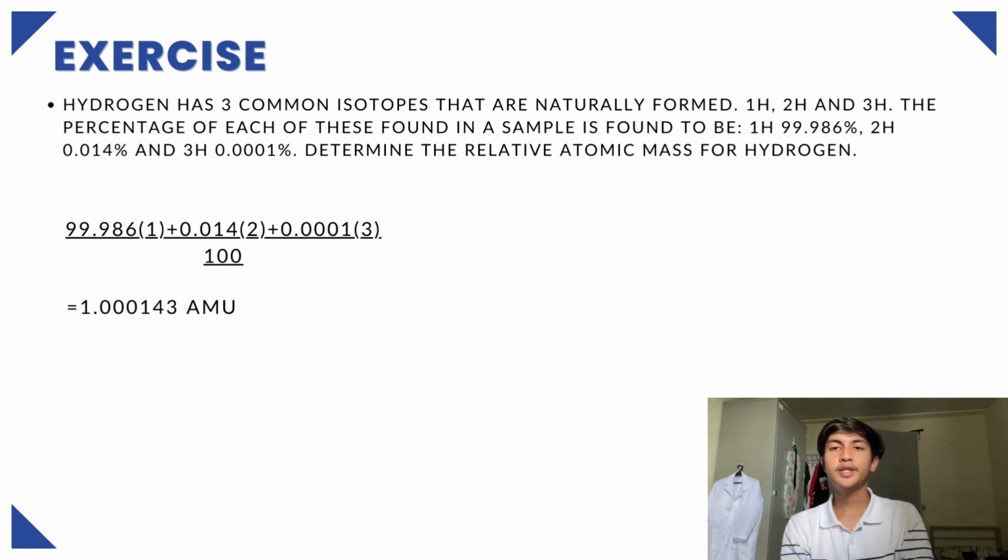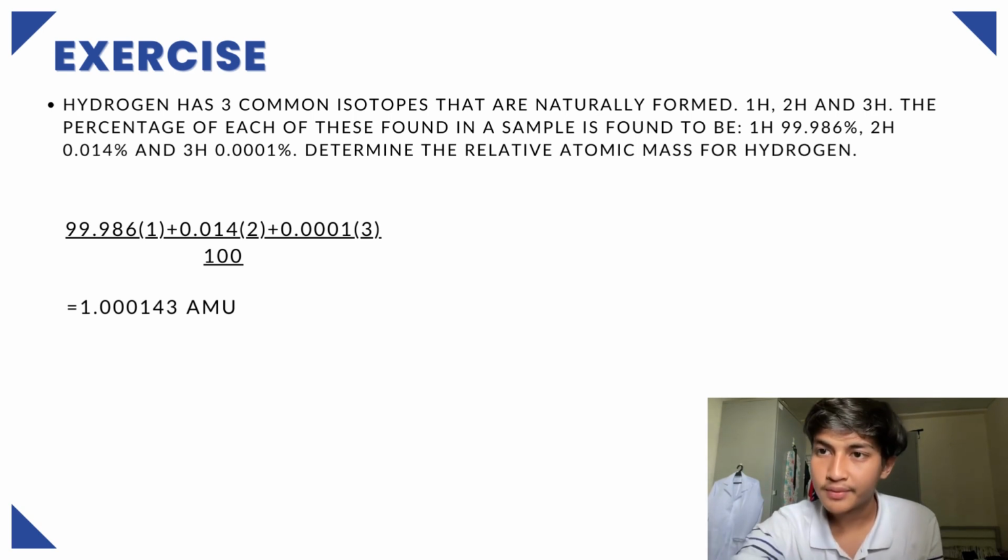The question is, hydrogen has 3 common isotopes that are naturally formed: hydrogen-1, hydrogen-2, and hydrogen-3. The percentage of each of these found in a sample is 99.986% for hydrogen-1, 0.014% for hydrogen-2, and 0.001% for hydrogen-3. Determine the relative atomic mass for hydrogen. So the solution is 99.986 times 1, plus 0.014 times 2, plus 0.001 times 3, divided by 100, and we will get the answer, which is 1.00143 AMU. So let's move.